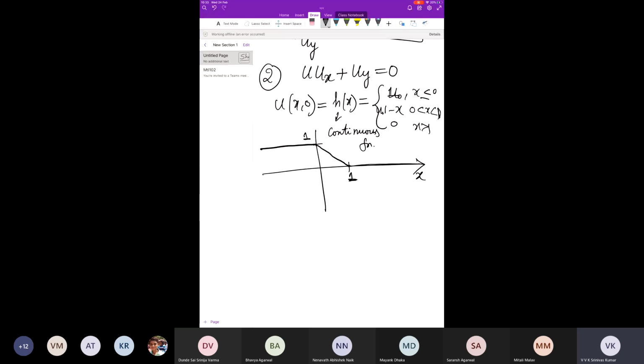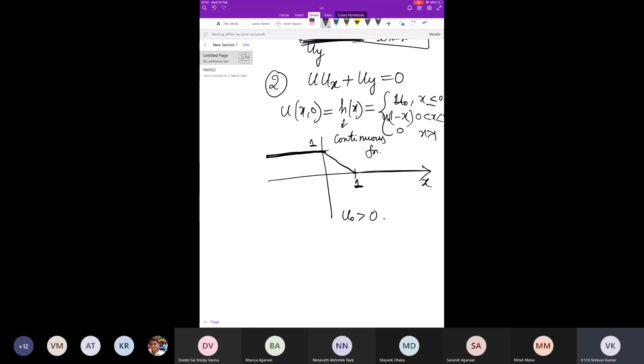Just repeat here. So even though the initial profile is a continuous function, the discontinuity crops in. Discontinuity will come into the picture. That's what is asked to show: that the shock develops at a finite time, and describe the weak solution. Here the shock developed. There was no problem for t less than 1.